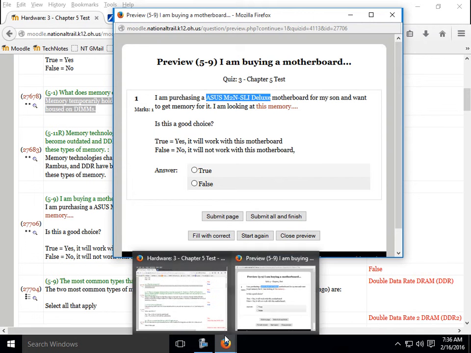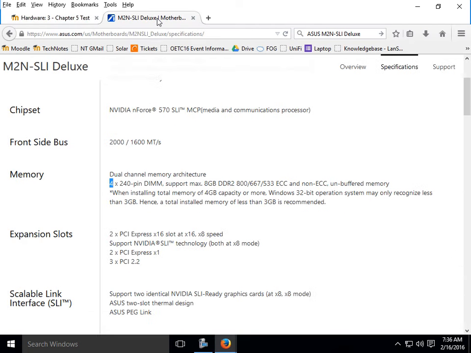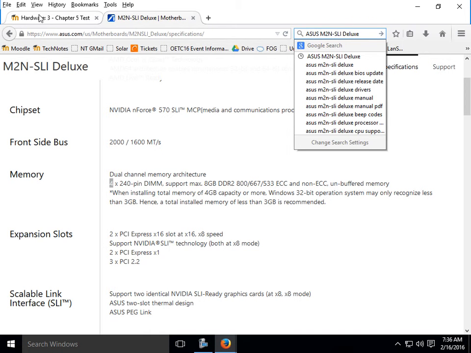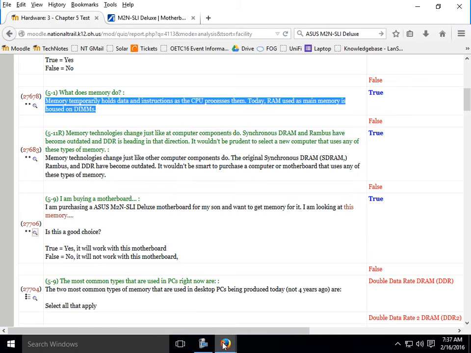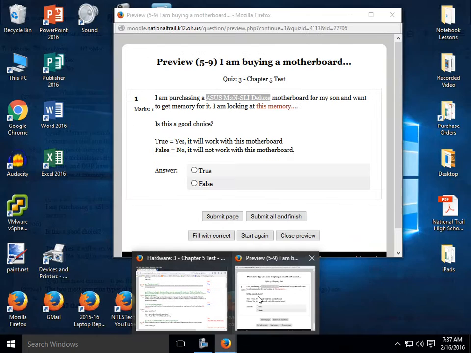Okay, let's see. We'll go up here. Oh, yeah, it is. I think it is. I'll put this word in here and see. No, same motherboard. Okay. So I'm purchasing this motherboard. I'm looking at different RAM in this question.